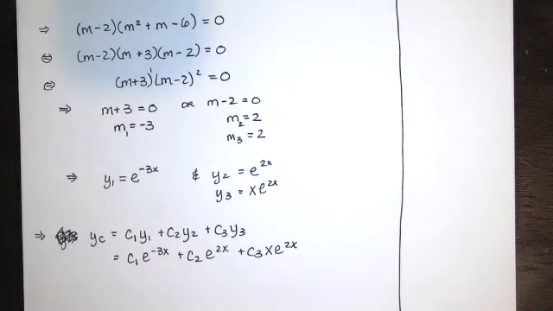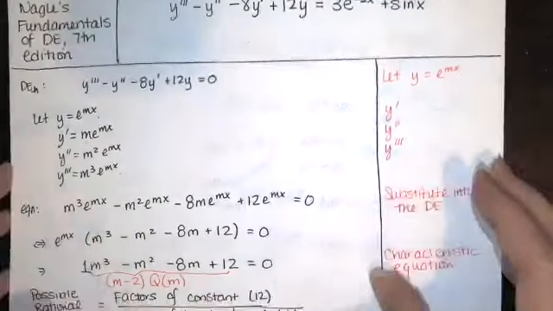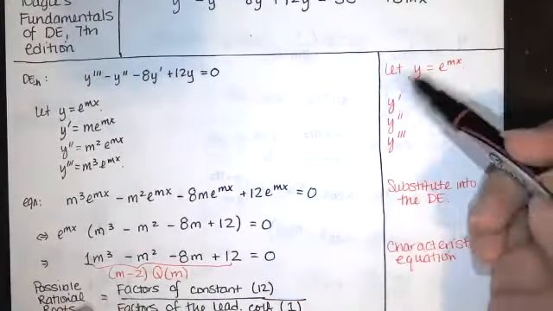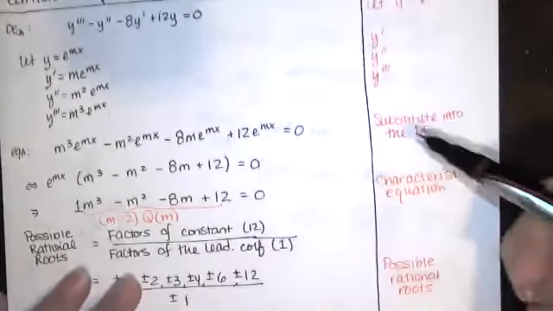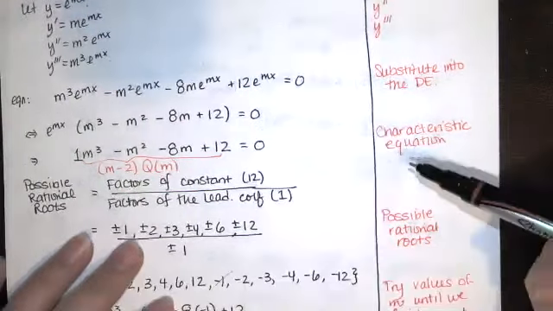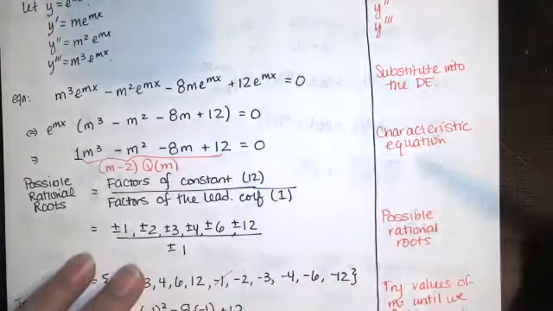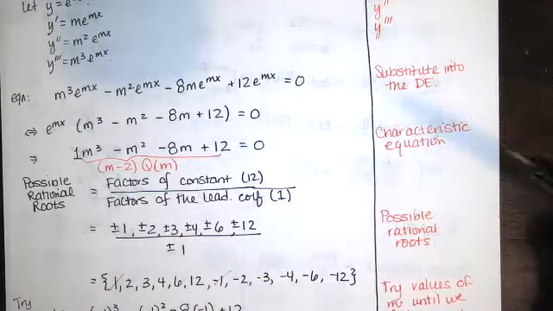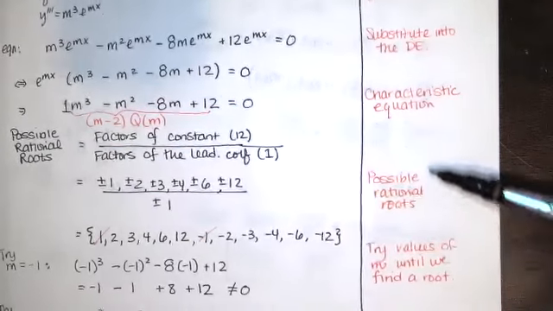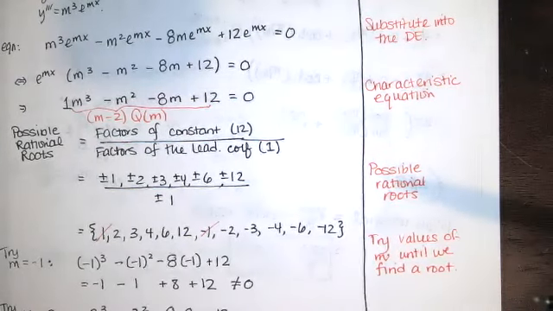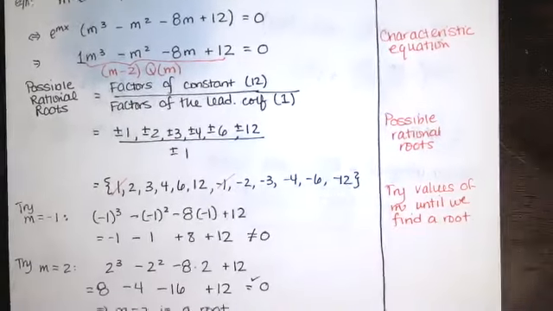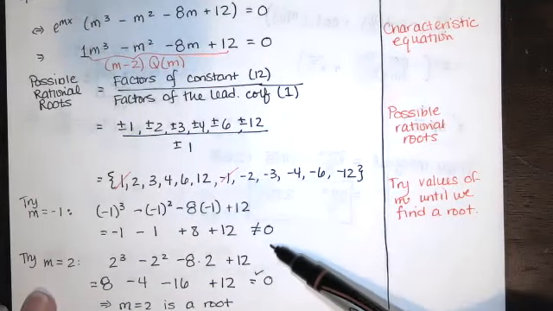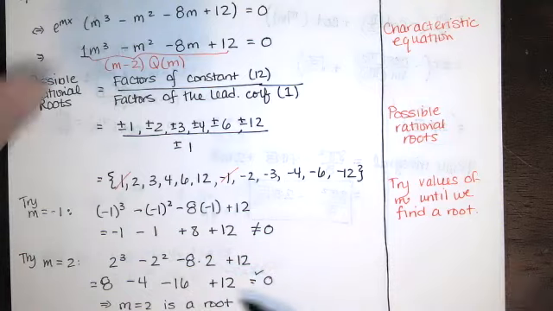And I didn't write out all my steps, but remember how we did it. We let y equal e to the mx, we took the derivative 3 times. We substituted into the equation, we got a characteristic equation. We need to factor that somehow. If it doesn't factor in an obvious way, then we go to possible rational roots. Then you just try values on this list until you find the one that works. I tried one that didn't work. So then I tried a different one and it did.